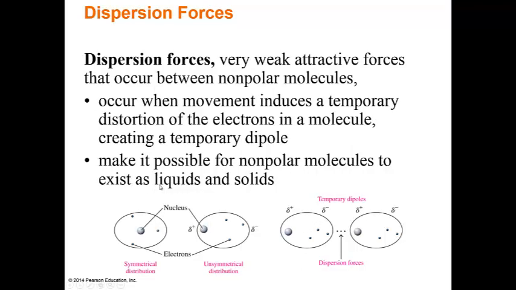So dispersion forces are very weak attractive forces that occur between nonpolar molecules. It occurs when the movement of electrons induces a temporary distortion in the molecule, creating a temporary dipole, making it possible for nonpolar molecules to exist as liquids and solids. Okay, so we can see here the electrons going around the nucleus, and then for a period of time they are pulled towards another molecule, but it's temporary. So that's what makes it very weak. It's just a temporary attraction.